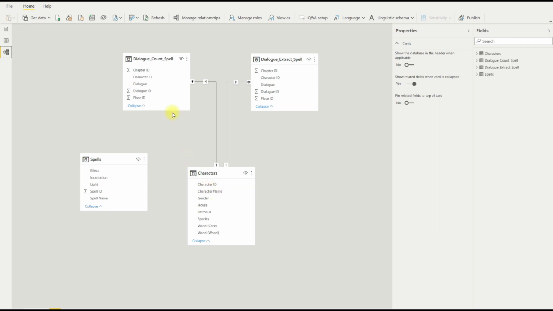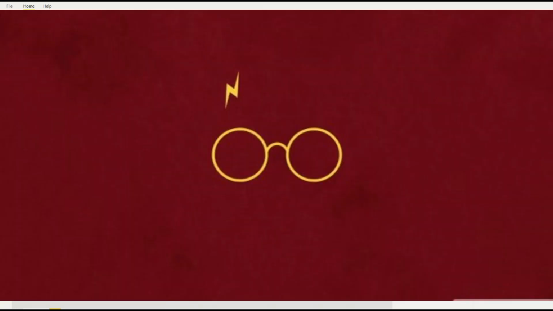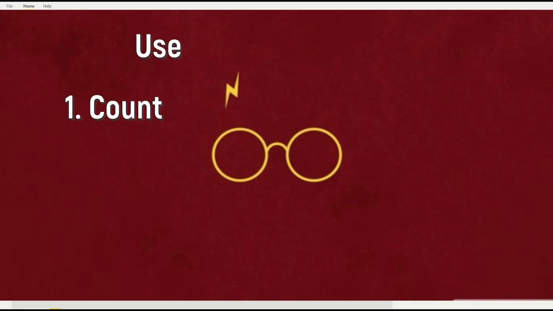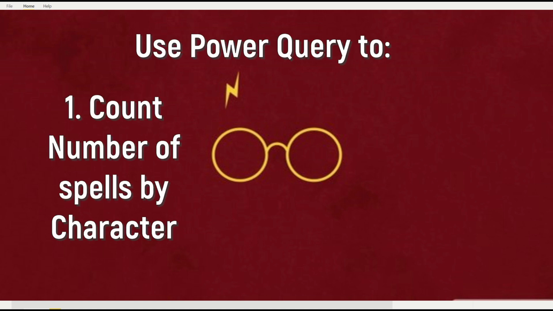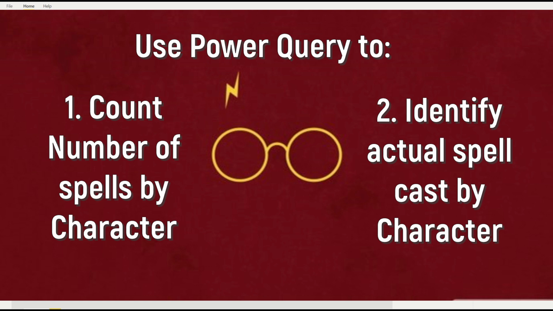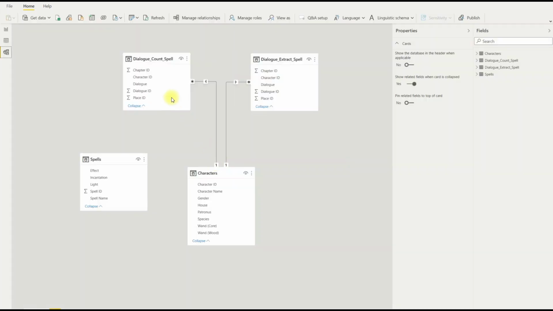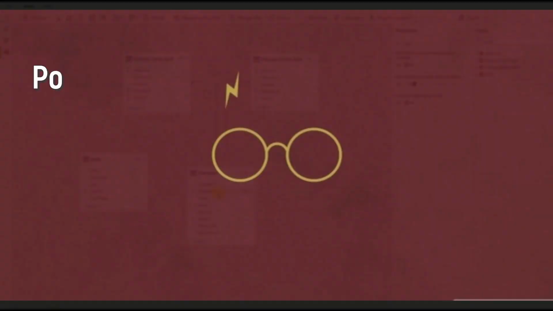I had to think about this, and I came up with two different methods to achieve this. The first method was to count the number of spells cast by a particular character. And the second method would be to identify the actual spell or incantation itself that was performed by the character. And we could count that so that we could look at which spell was cast and who was casting it in which line of dialogue. And then we could link that back to the character IDs.